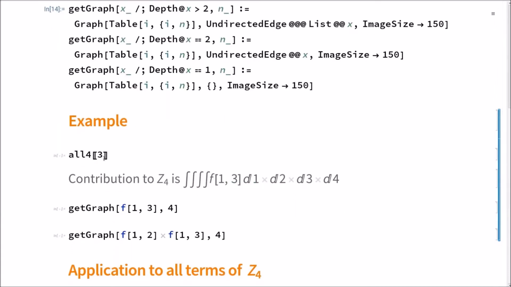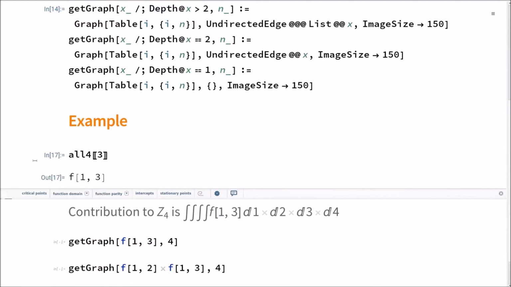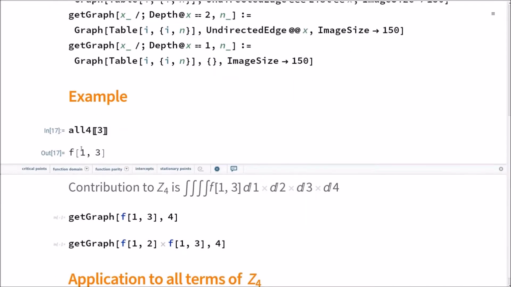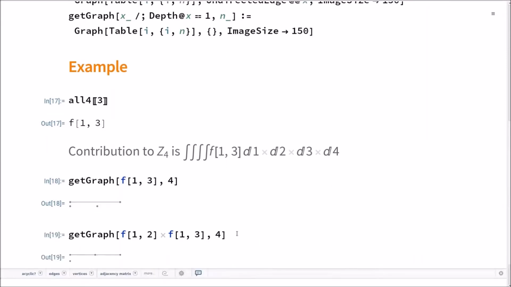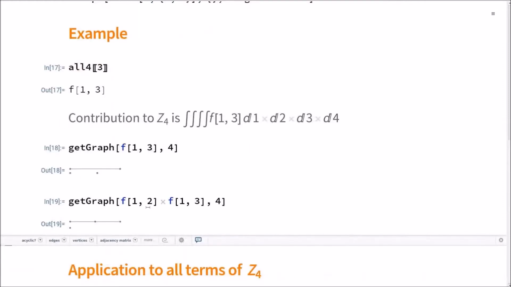So we have an example here. Let's look at this third diagram in the expression above. It's simply the cluster function connecting 1 and 3, and in the integral, the contribution to Z4 is exactly this. We apply this to the function, and we see that we are connecting 1 and 3, and here are the untouched nodes 2 and 4. Other expressions are converted to diagrams in the same way.